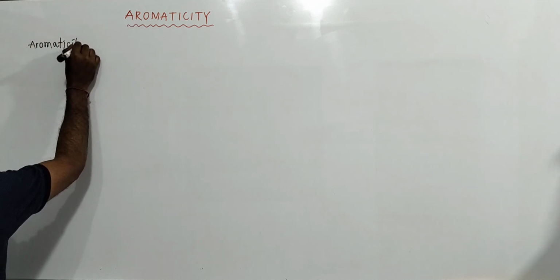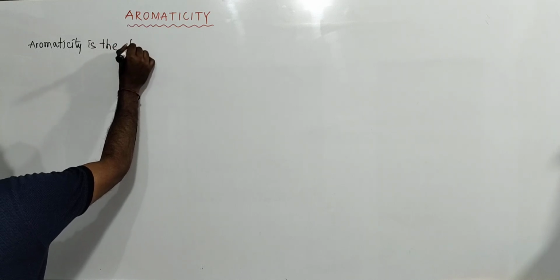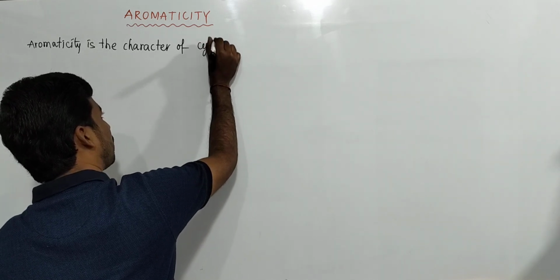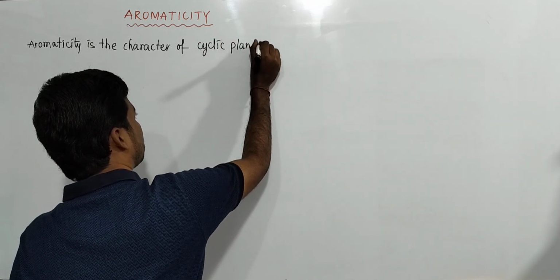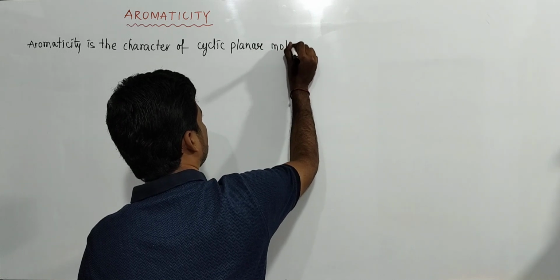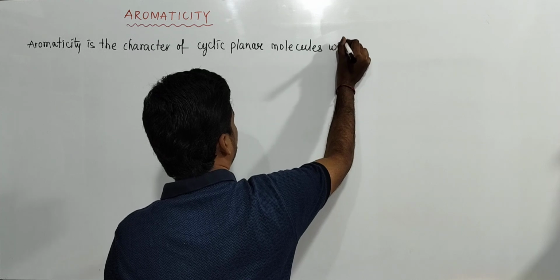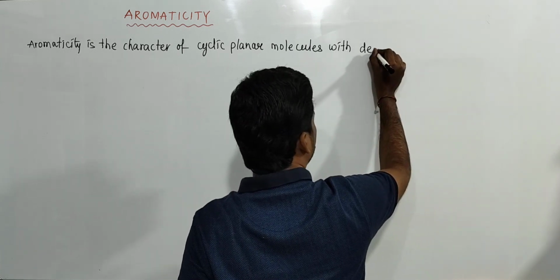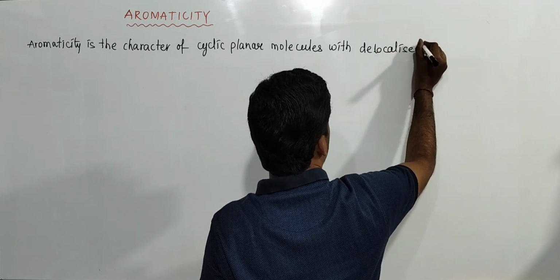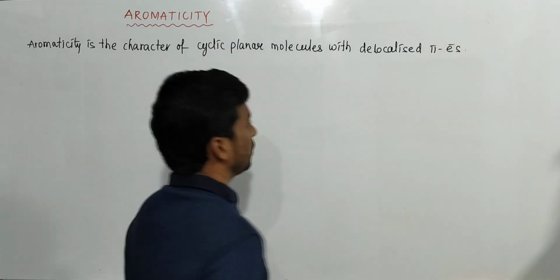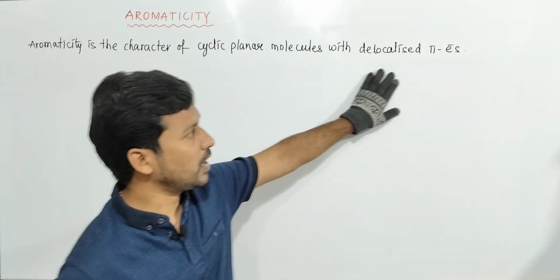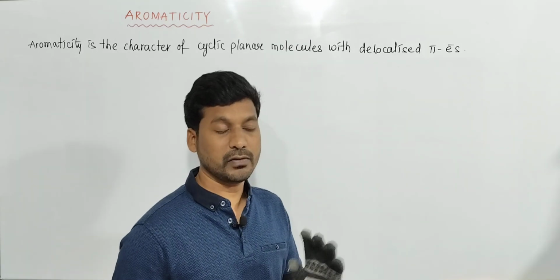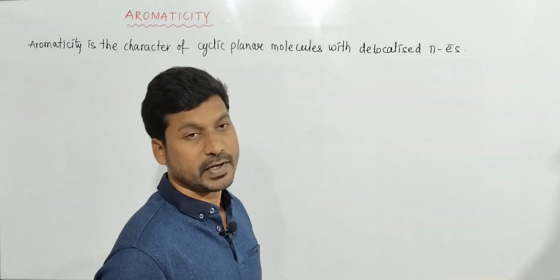Aromaticity is the character of cyclic planar molecules with delocalized pi electrons. The molecules which are cyclic, planar, and have delocalized pi electrons have such a character. Aromaticity is the character of a cyclic molecule that is also planar and has delocalized pi electrons.